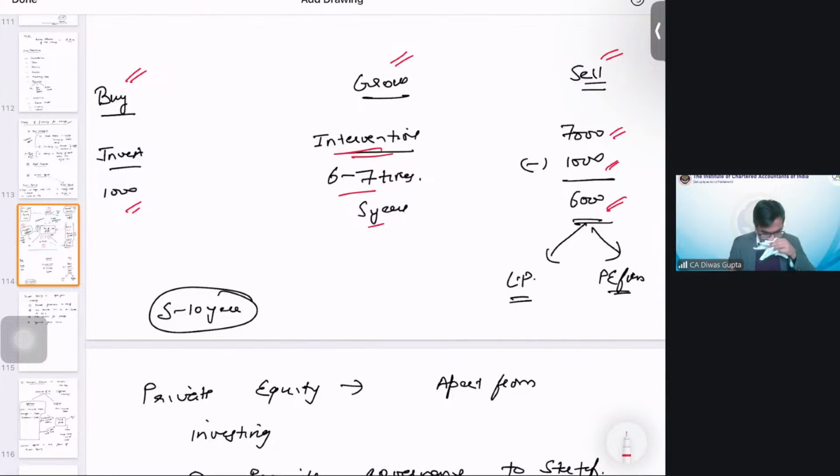And that they will distribute between the limited partners and the PE firm. This is basically their agenda for 5 to 10 years, how they want to operate, students.